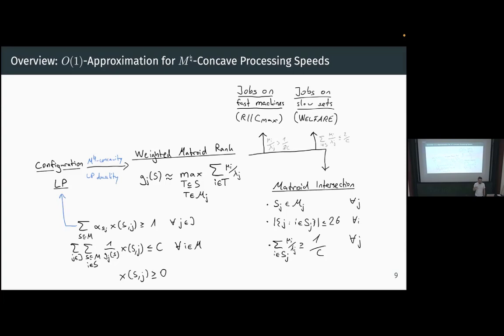Yeah, I think I will stop here, gently going over into the open problem session by mentioning once again: the open problem here is that this is for M-natural concave functions, but for submodular speed functions, we don't know whether there's a constant approximation. I can totally imagine it's true, but there are many parts here where we use M-natural concavity, so there will be a lot of work to be done here.